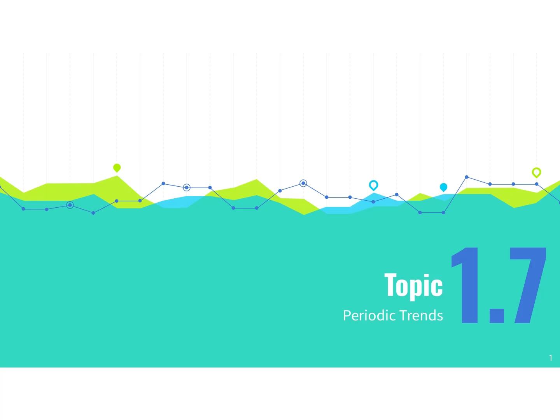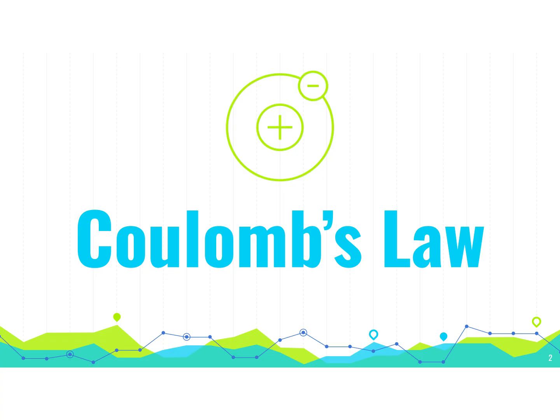Hi everyone, today we're going to be talking about topic 1.7, periodic trends. Before we get into all those periodic trends, we have to understand what's known as Coulomb's law, which is going to explain a lot of the trends that we're going to be speaking about today. So Coulomb's law is an equation, but we're not necessarily going to be solving this equation ever in AP Chemistry.